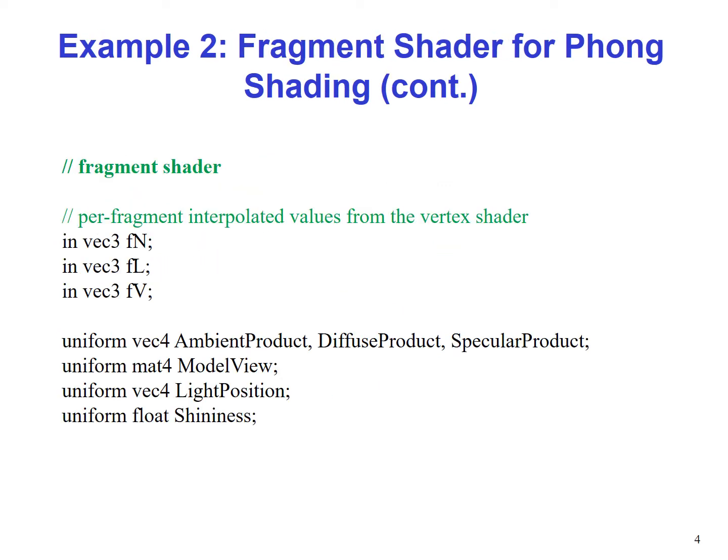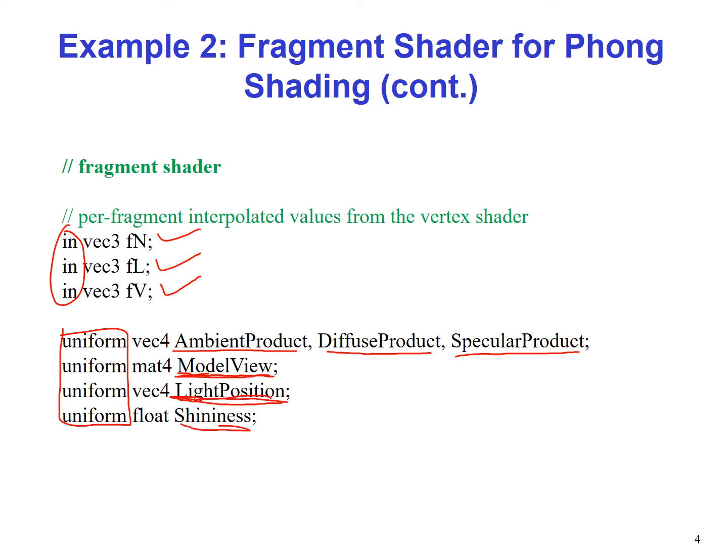This is the fragment shader for Phong shading, and this is where we will be calculating per fragment shading. We receive the normal vector, the light vector, and the viewer vector as in variables from the vertex shader, and we also receive the uniform variables from the application program, which are the ambient product, the diffuse product, and the specular product, because these values are required in the fragment shader now as opposed to the vertex shader in the previous Gouraud shading example. We also receive the model view matrix because we will need this as well, the position of the light source, and the shininess coefficient.